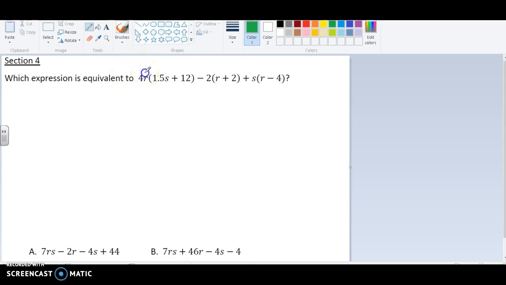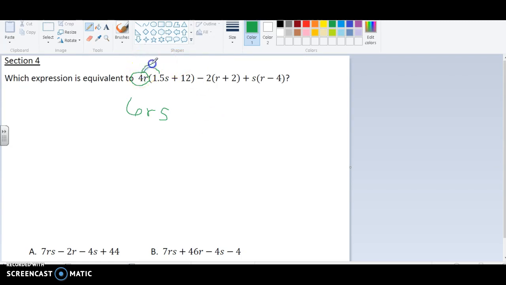So let's go ahead and distribute this 4R. We're going to do 4 times 1.5. So make sure you put that in your calculator. 4 times 1.5 is going to be 6. And then also we have an R and an S. We do not know the numerical value for that, so we're just going to put RS. And the letter order doesn't matter.